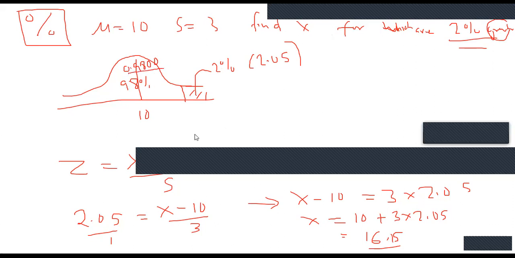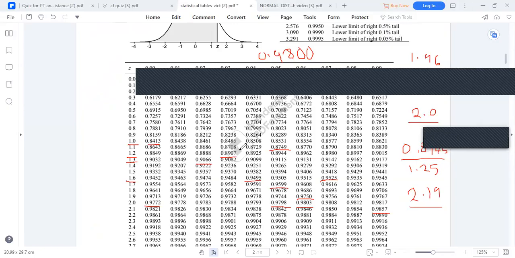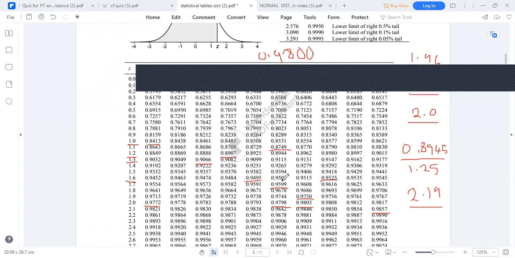Then you look for it from inside the table, look for 98% inside the table. So we're learning how to read. Like this one, 0.8907, this is a probability. Converted to Z, it's 1.23. We also looked for numbers like 0.8945. We didn't have that, but we got the closest possible. It was under 1.25.